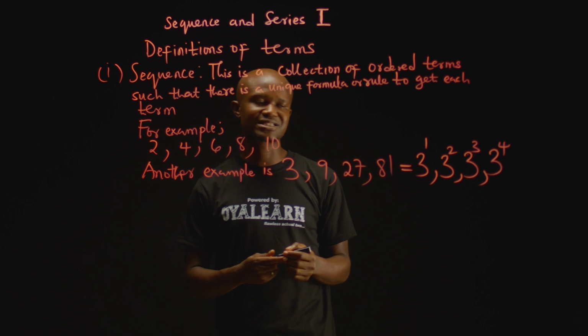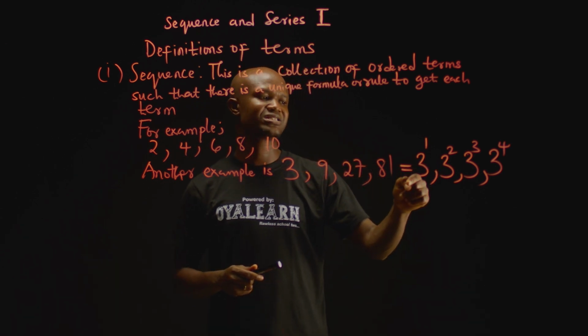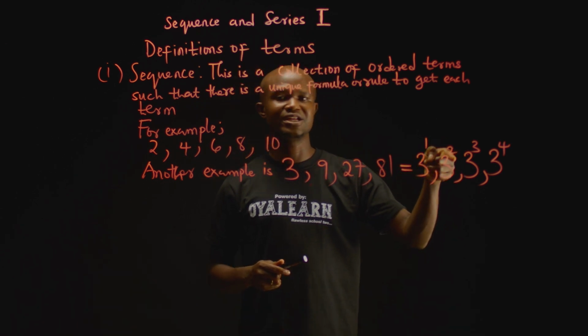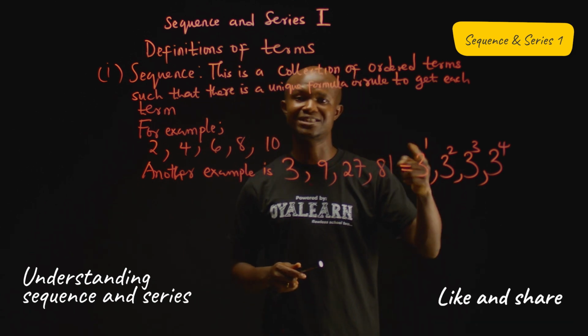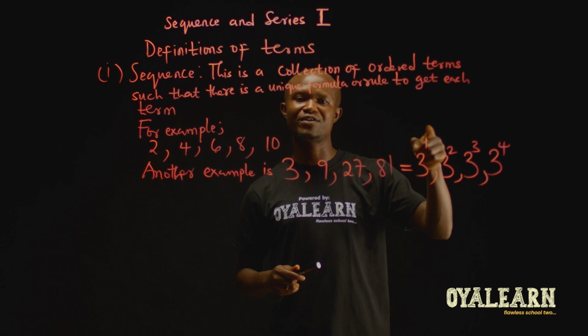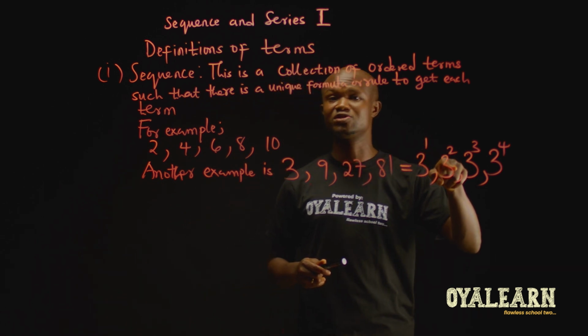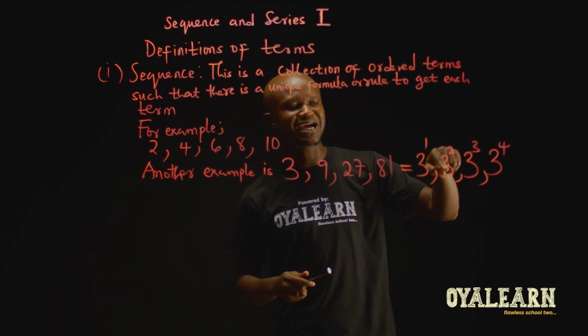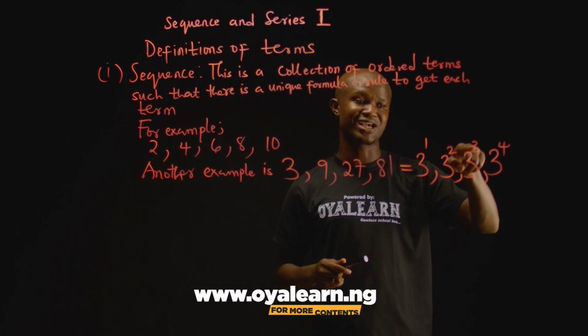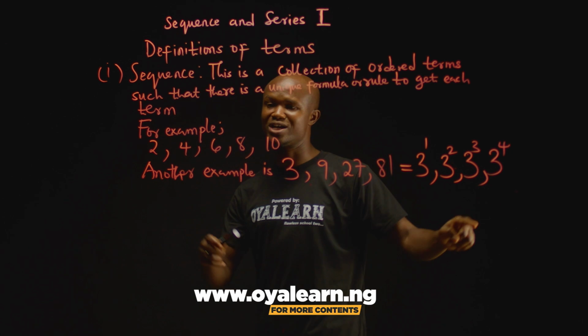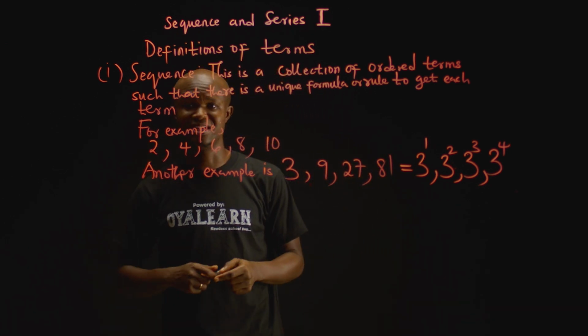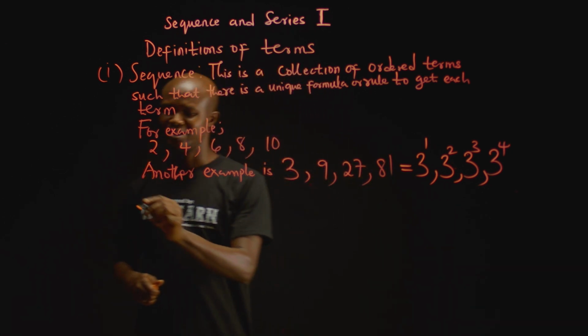So it means that for us to get a new term, we multiply the initial term by 3. Like this, 3 raised to the power 1. If I multiply by 3, I'll get 3 raised to the power 2. Then if I multiply 3 raised to the power 2 by 3, I'll get the next term, 3 raised to the power 3. So this is an exponential sequence, while this is a linear sequence.